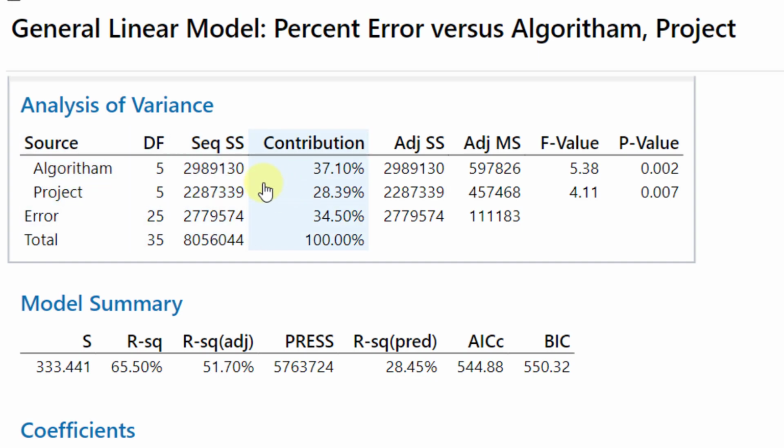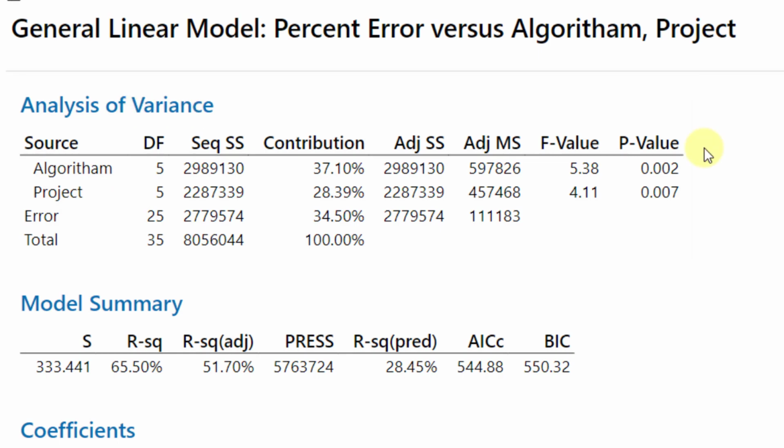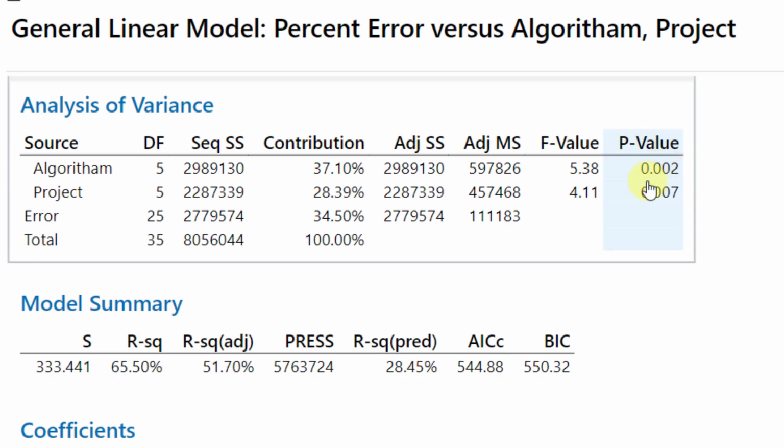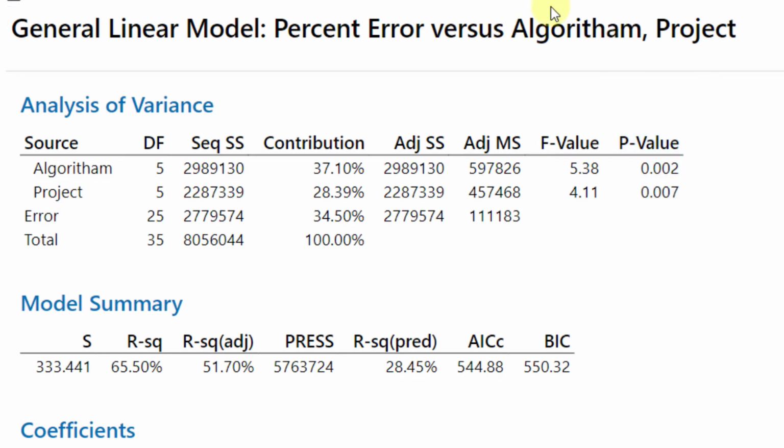Now we'll talk about the analysis of variance. I set the significance level at alpha equal to 5%. The p-values for both algorithm and project are less than 0.05. So it means that there is a significant difference among the 6 algorithms for the percent error. Further, the project p-value is also less than 0.05, so there is a significant blocking effect, or a significant difference among the 6 projects for the percent error.